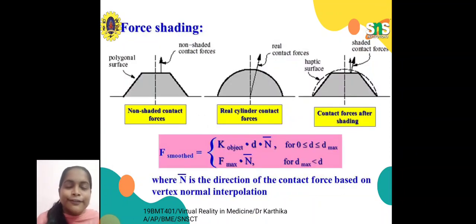Next we have force shading, and in this force shading we consider non-shaded contact forces. Second one is real cylinder contact forces, and the third one is contact forces after shading. Also we have the F smoothed formula: F smoothed equals K object multiplied with d multiplied with N bar for 0 less than or equal to d less than or equal to d max, and F smoothed equals F max multiplied with N bar for d max less than d, where N bar is the direction of the contact force based on the vertex normal interpolation.